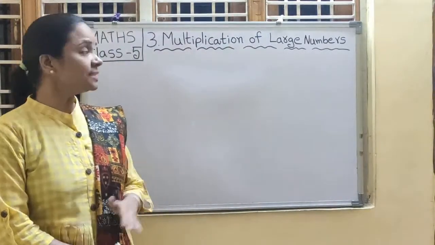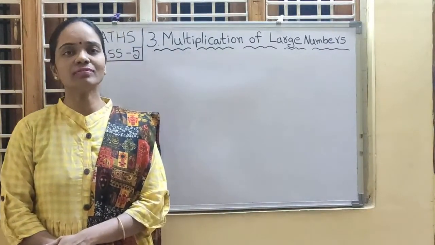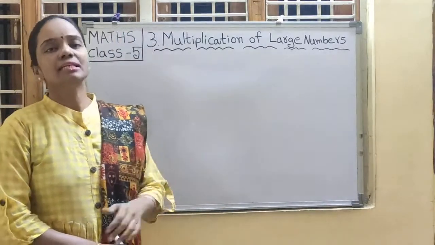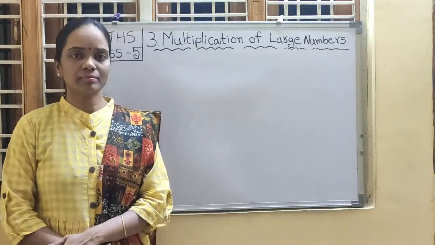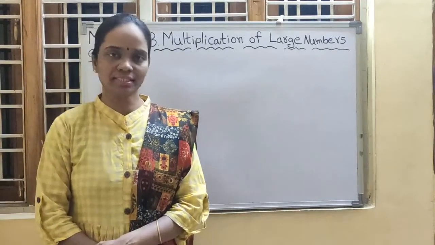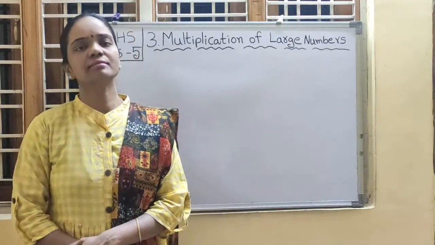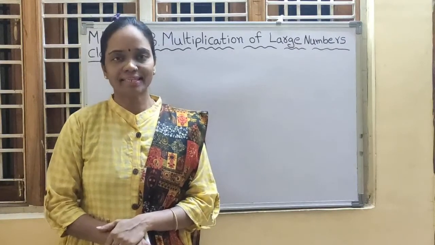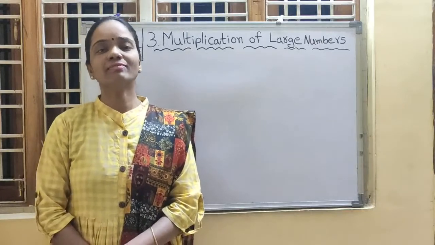What is our chapter 3? Multiplication of large numbers. Yes, children, tell me what you have learned from the previous class, from part 1 of this chapter 3. Yes, we discussed multiplication of a large number by a 3-digit and 2-digit number, right? Today I am going to take an important concept from this chapter 3, that is multiplication techniques. Before starting my concept, I want to take one example, children.